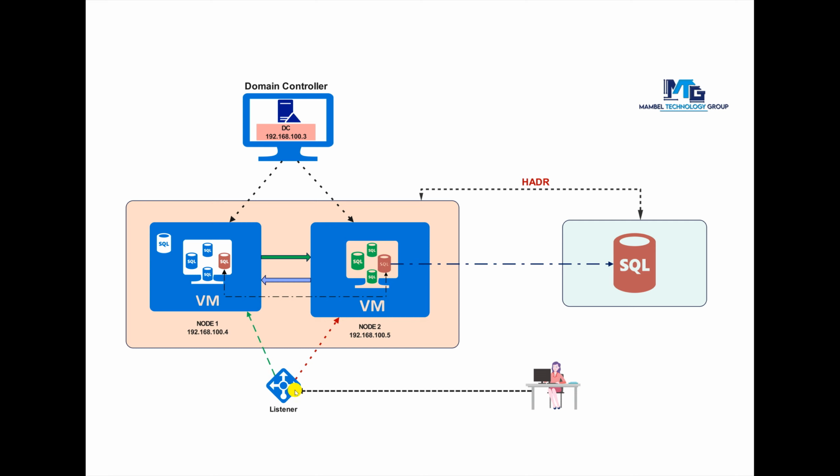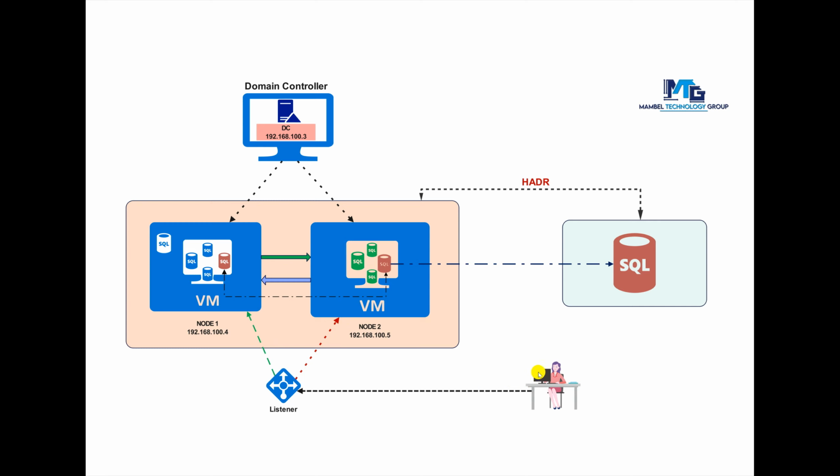The listener is basically a computer object with an IP address and a name that routes connections to the primary or the secondary replica, depending on what the connection intent is. And we talked extensively about this in our previous video, about routing the read-only connection and the read-write connection.